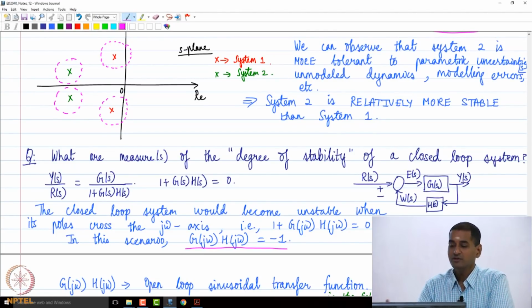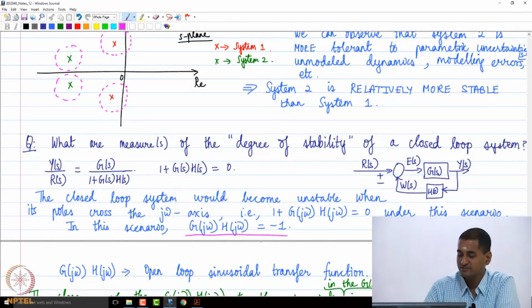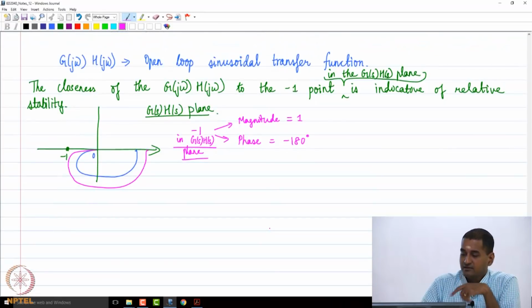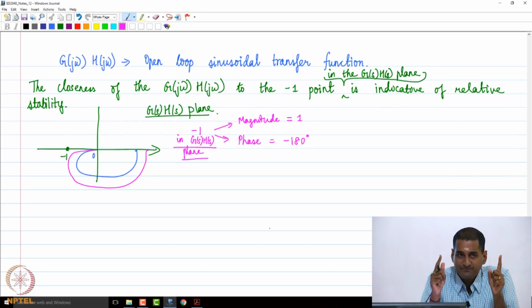So you see that I can rewrite this closed loop characteristic equation in this form, as G(j omega)H(j omega) equals minus 1, if there were a closed loop pole on the j omega axis. That is the scenario we are considering. So the minus 1 point in the G(s)H(s) plane means the magnitude of G(s)H(s) is 1, and the phase of G(s)H(s) is minus 180 degrees. Is it clear? Those are two important ideas.